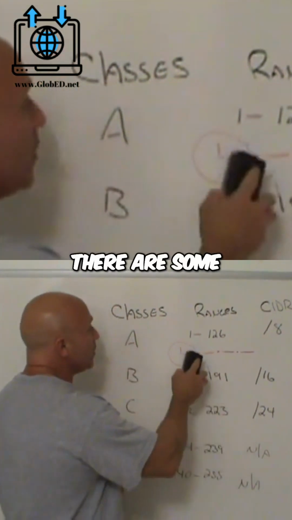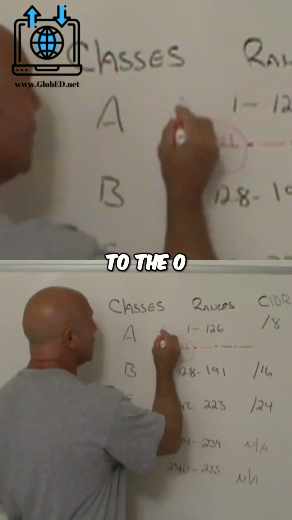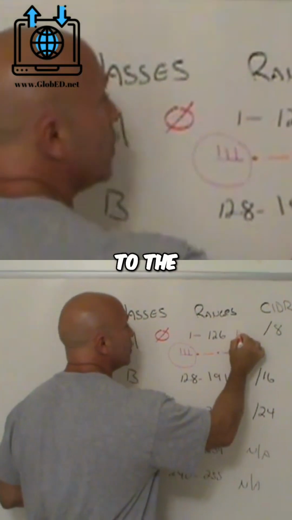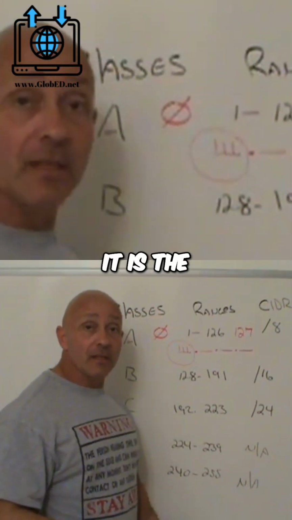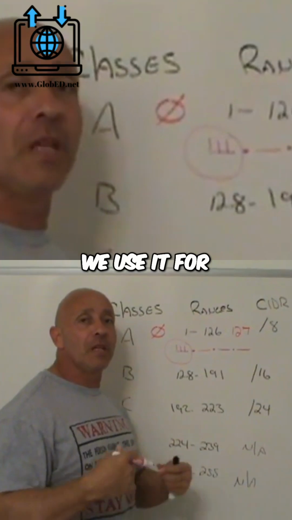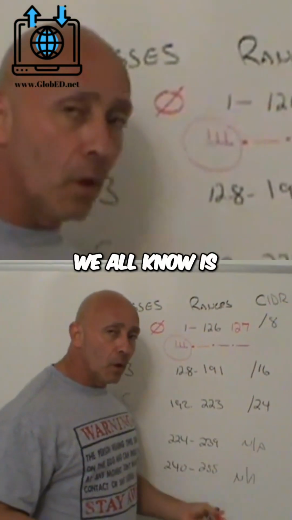All right. Now, there are some addresses here that I didn't put. What happened to the 0? What happened to the 127? Okay? 0 is reserved. It is the universal gateway. We use it for default routes. Therefore, 0 is not used. And 127, we all know, is the loopback.